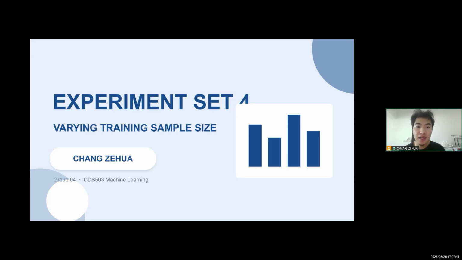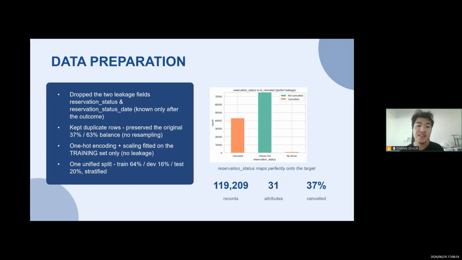In this part of our presentation, I will cover three things: how we prepare our data, my own experiment set, examining the training sample size, and the overall conclusion for our project on predicting hotel booking cancellations. Let's start with the data preparation, because all four of our experiments are built on one shared clean dataset.